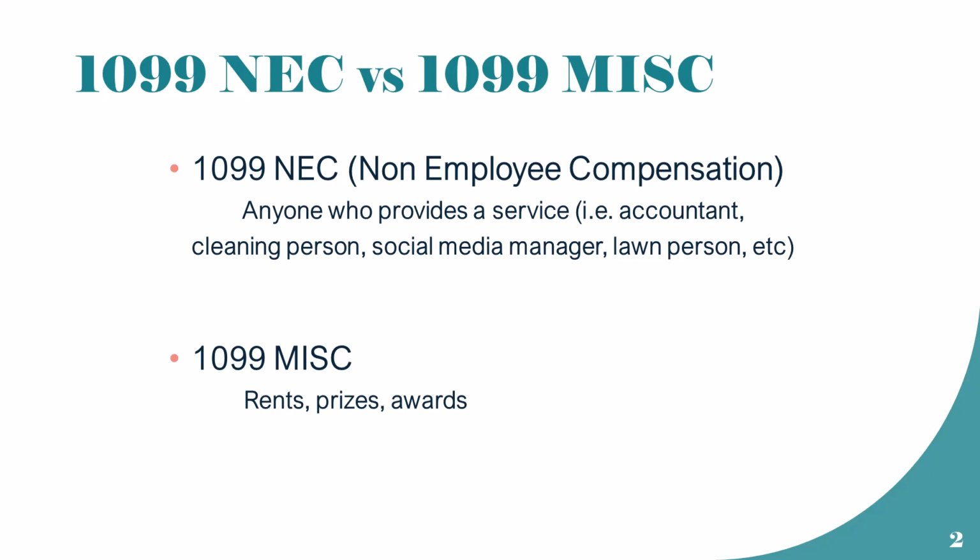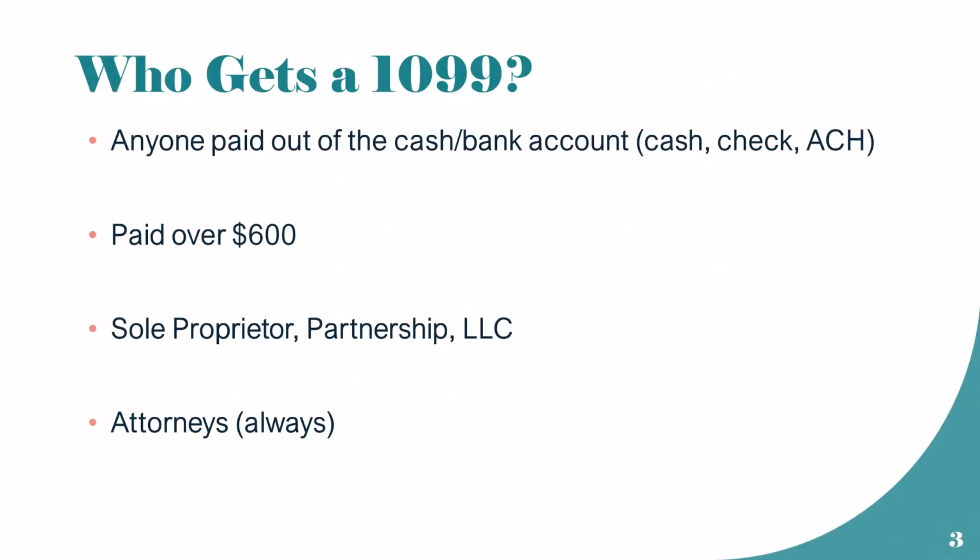So let's go a little deeper. Who exactly gets a 1099? In general, anyone you paid out of your bank account will receive a 1099. So that means anyone you've paid out of cash, you've paid via check or ACH will receive a 1099. The exception to this is your third-party payment processors, which we'll get to later.